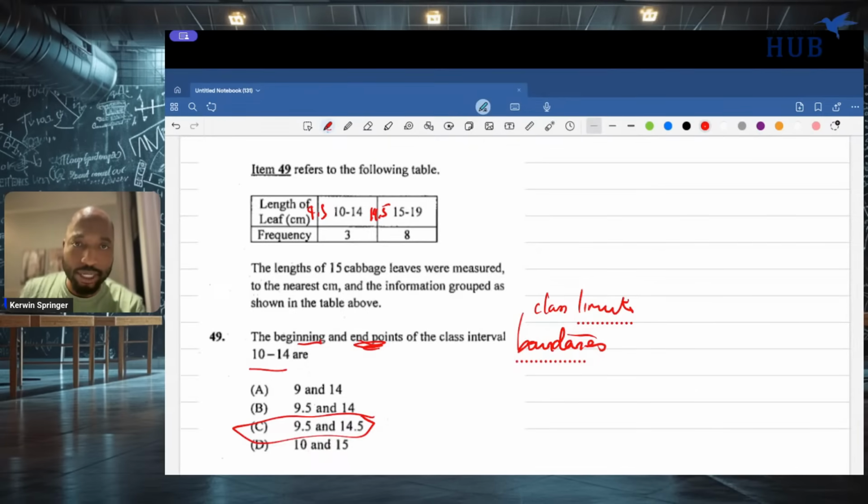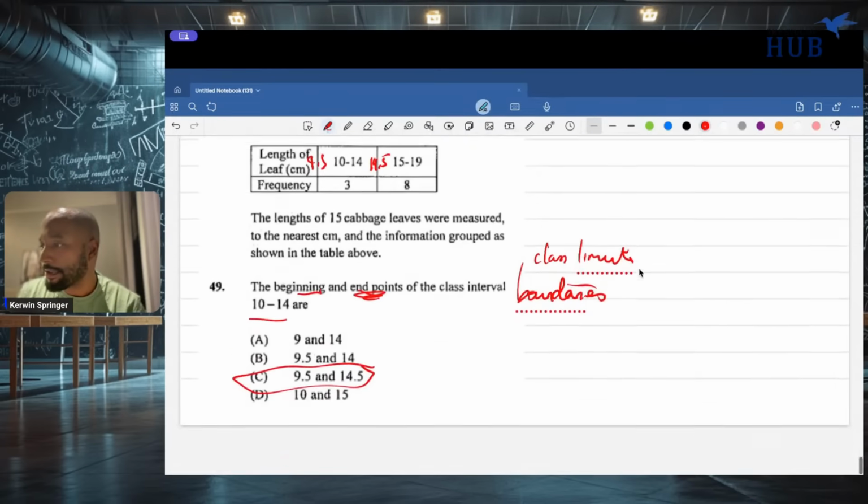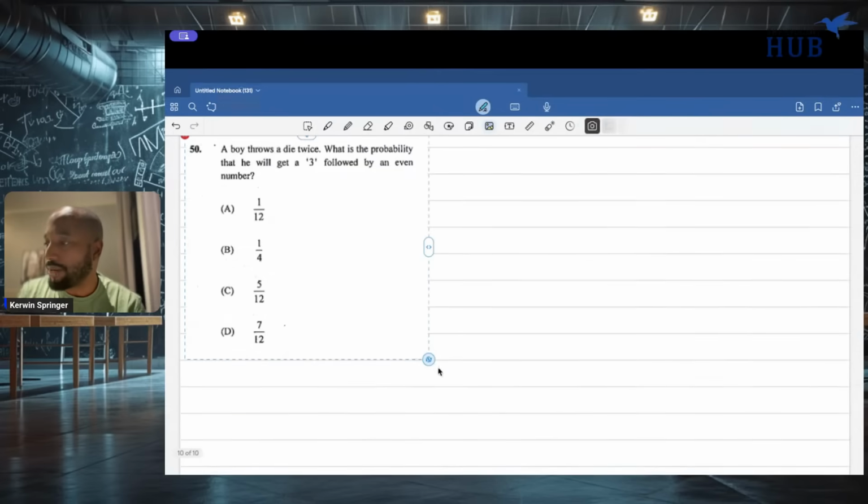So let me keep pumping. Another one bites the dust.